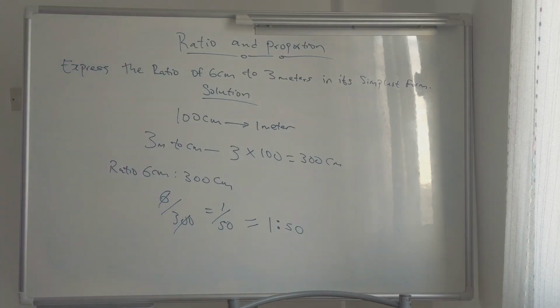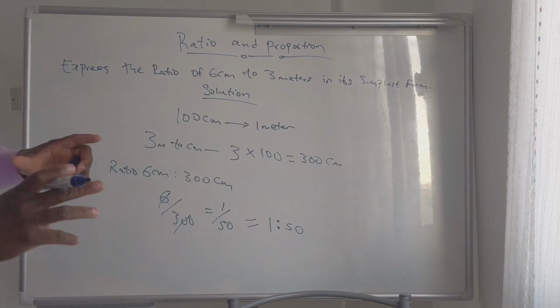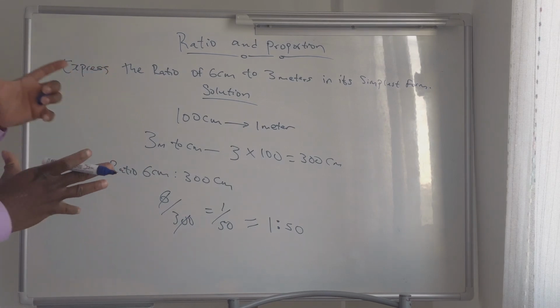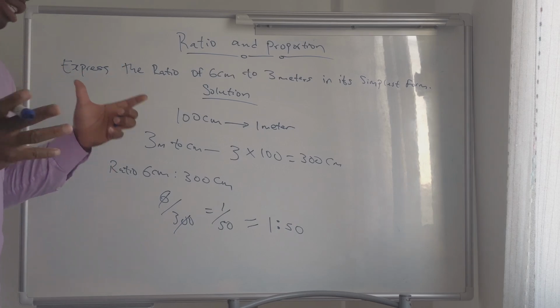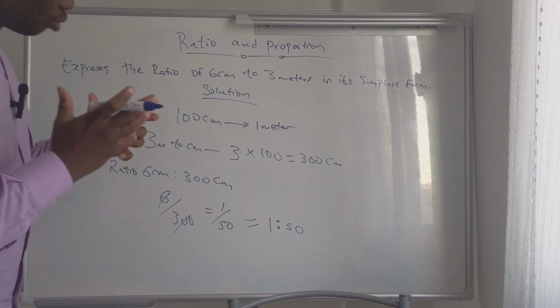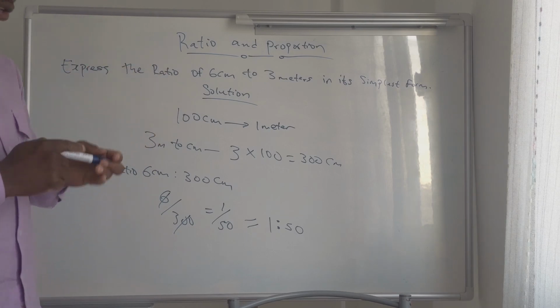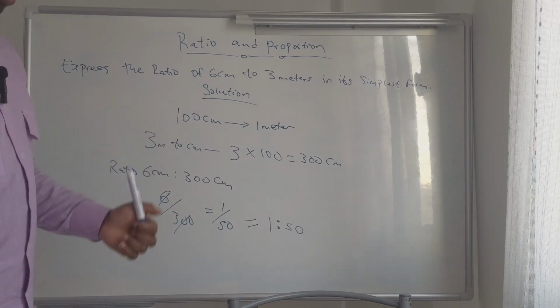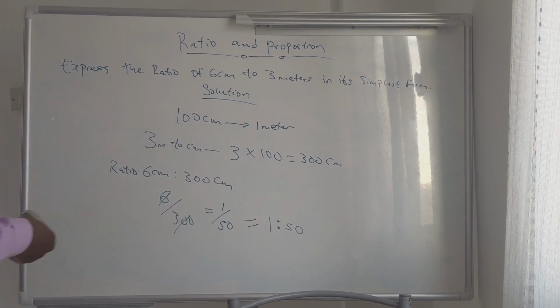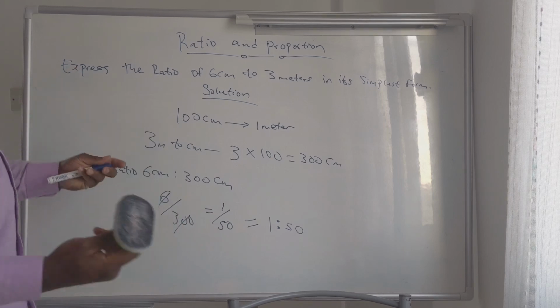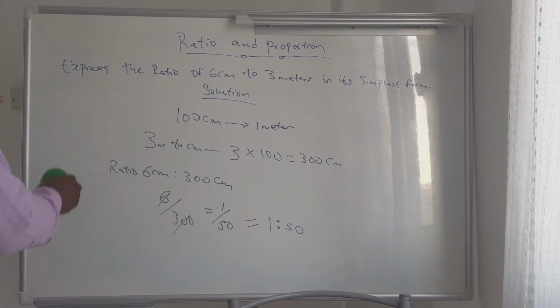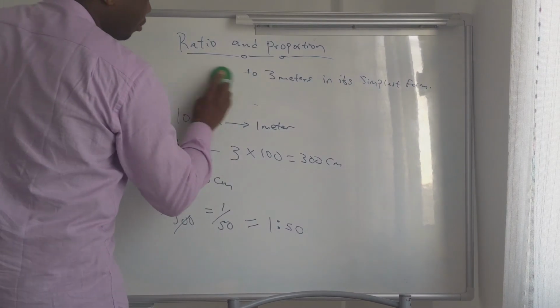1:50. So as I've said earlier, we need to be very careful. Make sure that the quantities that we are trying to compare, using ratio and proportion, are of the same unit. They must be of the same quantity. So we're going to see another example. The more examples we see, the more we understand the concept of ratio and proportion.